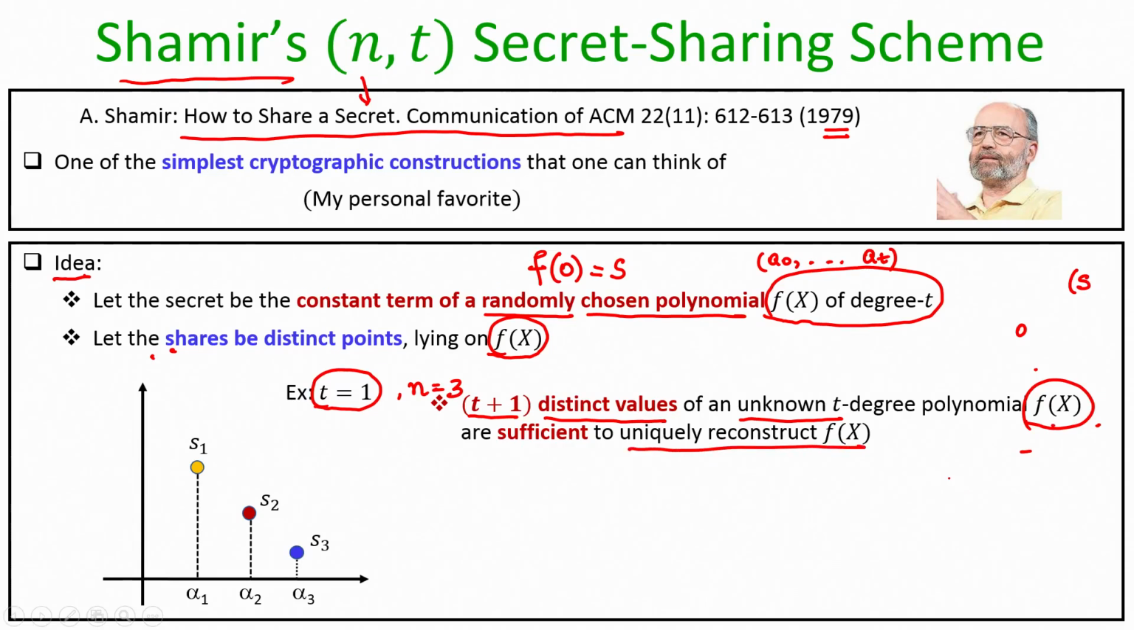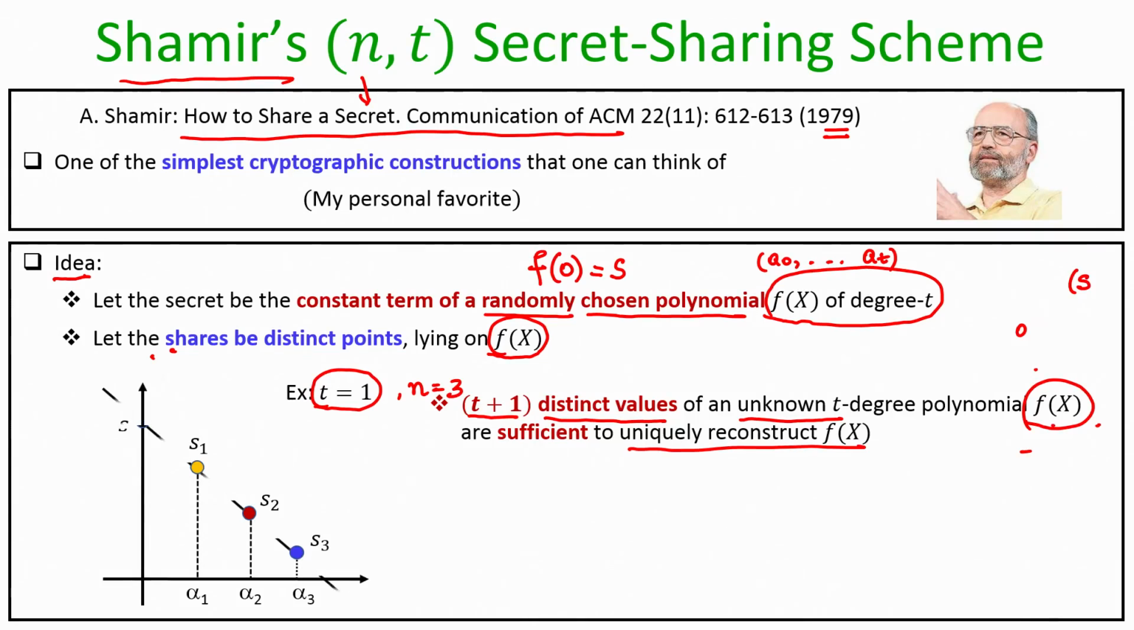So, for instance, since t is equal to 1 here and the straight line chosen by the dealer is not known to you, if I give you two distinct points on the straight line which the dealer has chosen, then you will be able to uniquely get back the straight line chosen by the dealer. And if you can get back that straight line, you will know the secret which the dealer has shared, because the constant term of that straight line is nothing but the dealer's secret.